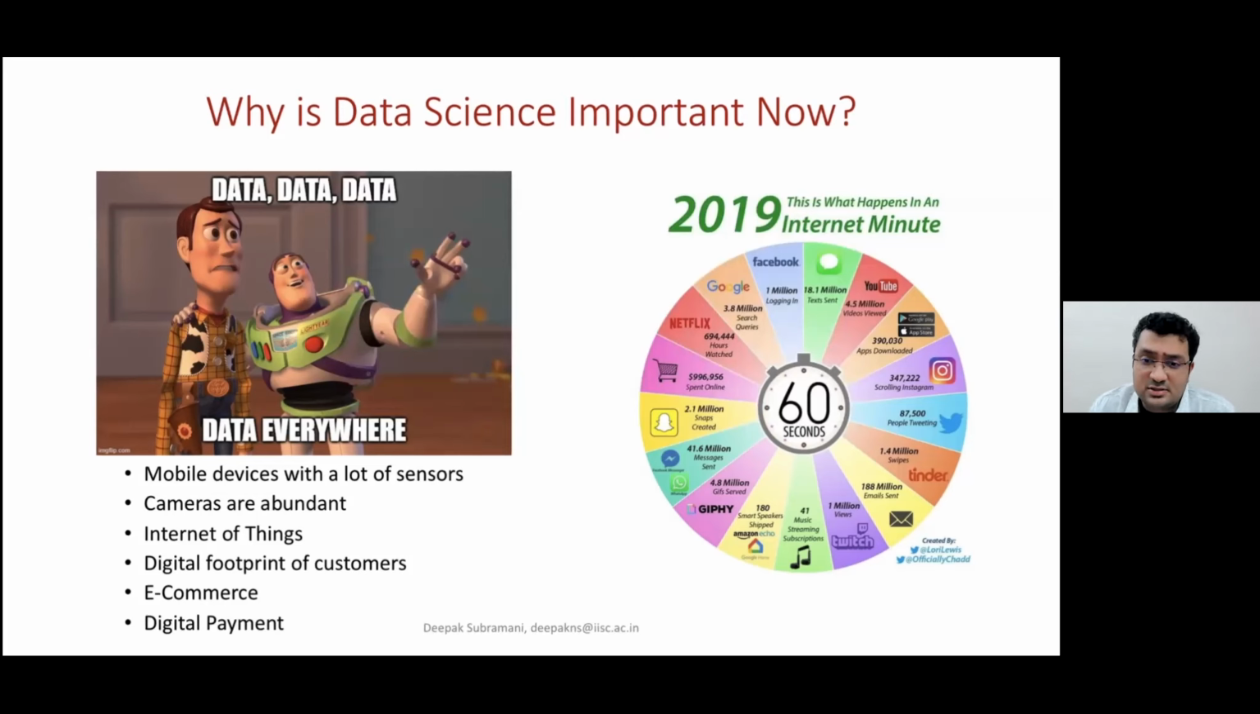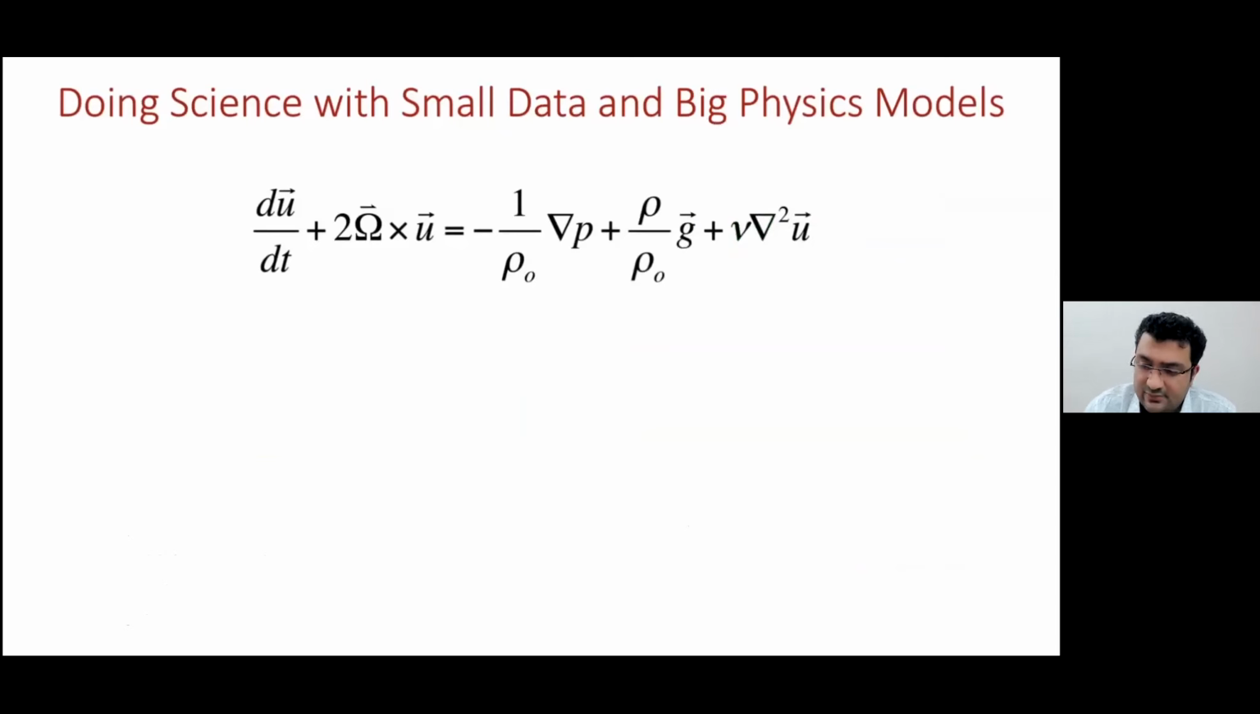But our geoscience is not like that, right? We don't have as much observational data. We have our equations. So we are actually doing science with small data and big physics models. That's what we are really doing. Our data is small compared to the inverse problem that we need to solve, but we have lots and lots of large physics model data. So that's what we have.